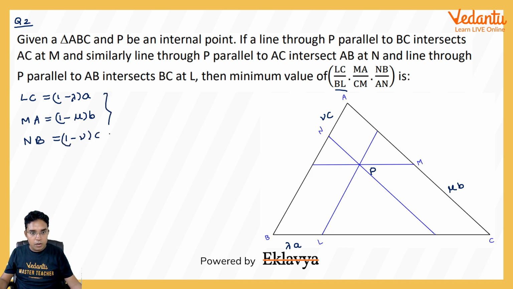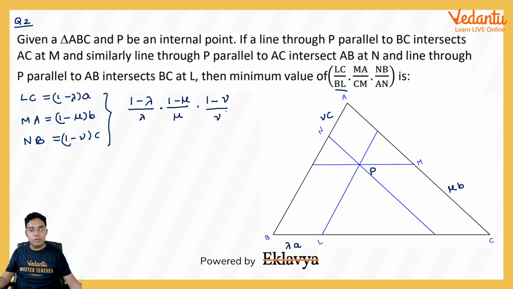So what we are looking for here is actually (1 minus lambda) upon lambda, into (1 minus mu) upon mu, into (1 minus nu) upon nu. That was very easy to write, I think. There is nothing very specific about it. But can we find some relation between lambda, mu and nu also?